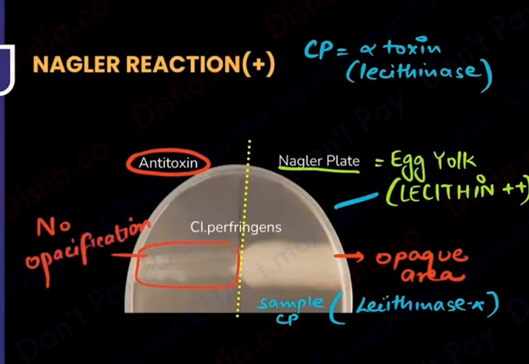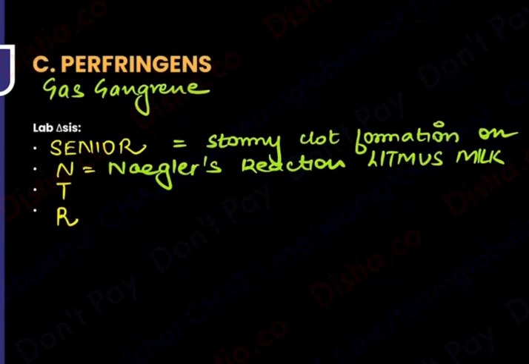So repeating once again, if you get an opaque area, this means the lecithinase, that is the alpha toxin, has gone and broken the egg yolk's lecithin. The reaction has occurred. And if I added something to neutralize it, the reaction has vanished. That is known as the Nagler's reaction. So the question asked is, what is Nagler's reaction going to be used for?